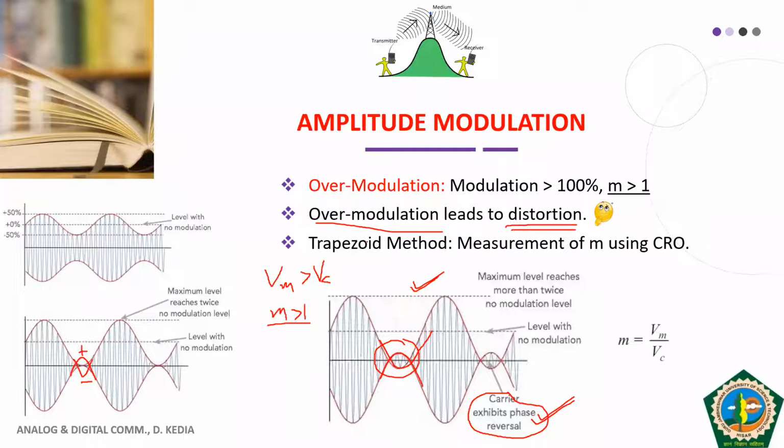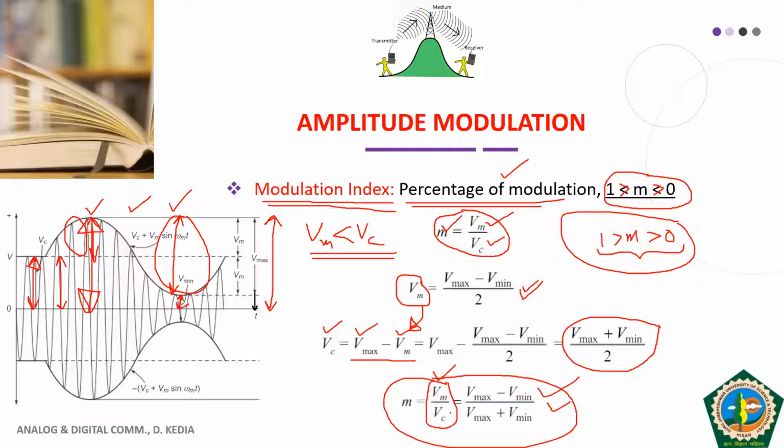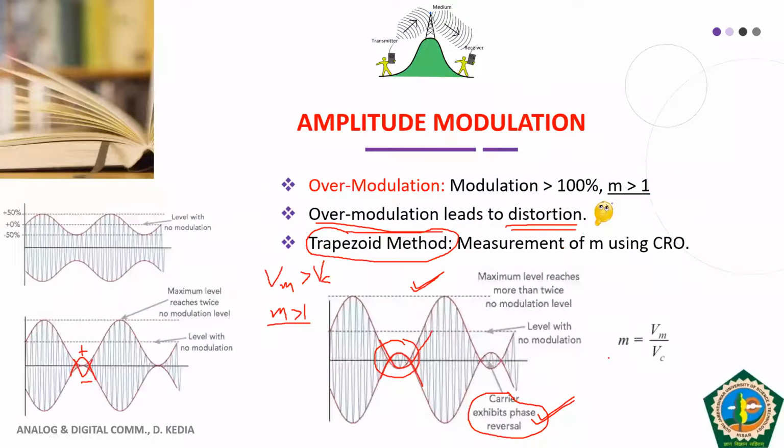One more thing I have pointed out here in this slide, that is your trapezoid method. Okay, see students, you will also be performing experiments related to amplitude modulation in your analog and digital communication lab. So in the previous slide, we saw two expressions of modulation index. One is Vm by Vc and another is Vmax minus Vmin divided by Vmax plus Vmin. So this formula is important when we want to obtain the value of modulation index in the lab.